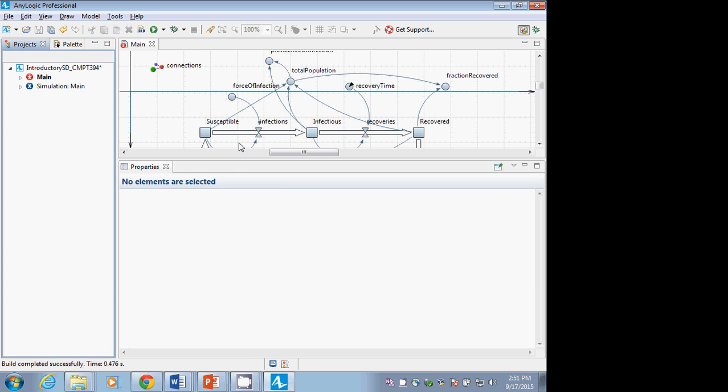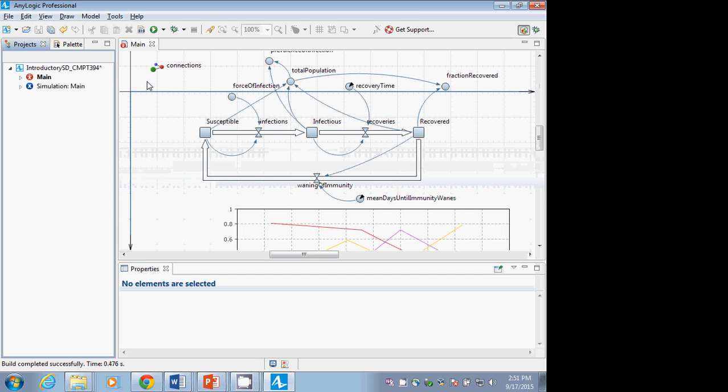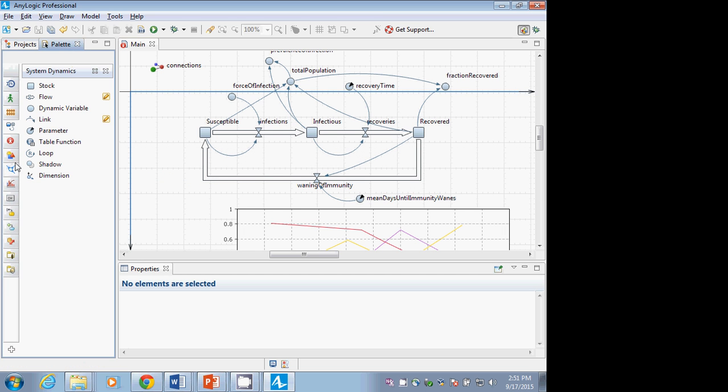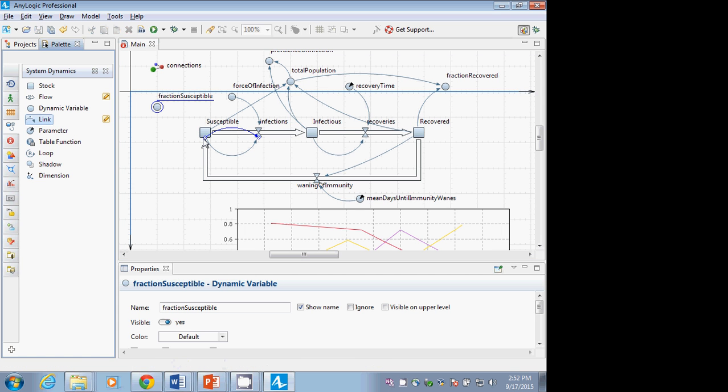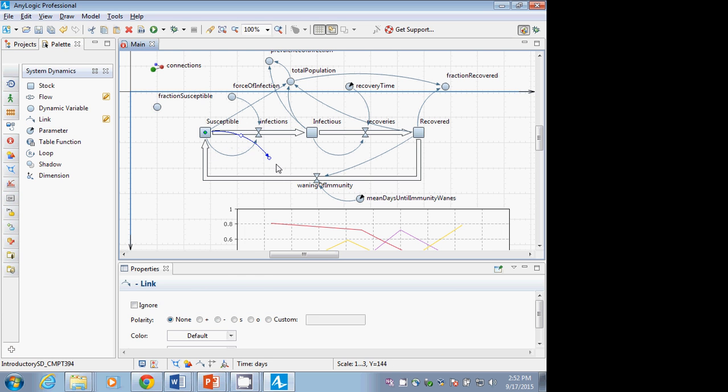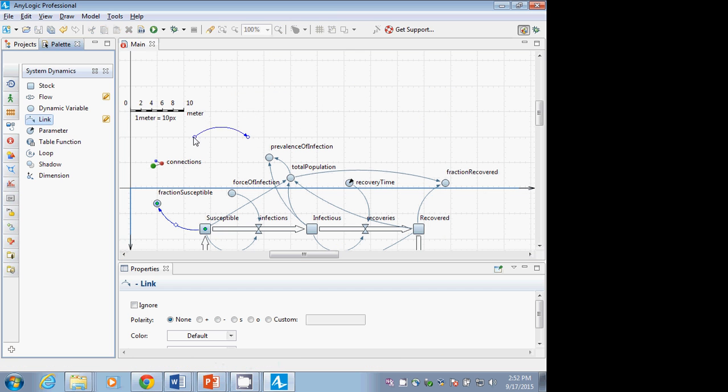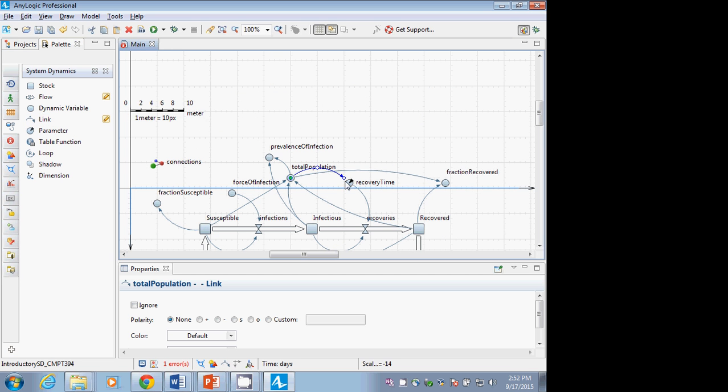Okay, so we just added this fraction recovered. And I'm going to do a similar thing very quickly for fraction susceptible. Okay, so I'm going to go here. I'm going to drag in this. I'm going to do fraction susceptible. And I am going to drag in a link and connect it up. And similarly, I'm going to drag in a link to total population and connect that up to it. And what's the formula for fraction susceptible going to be?